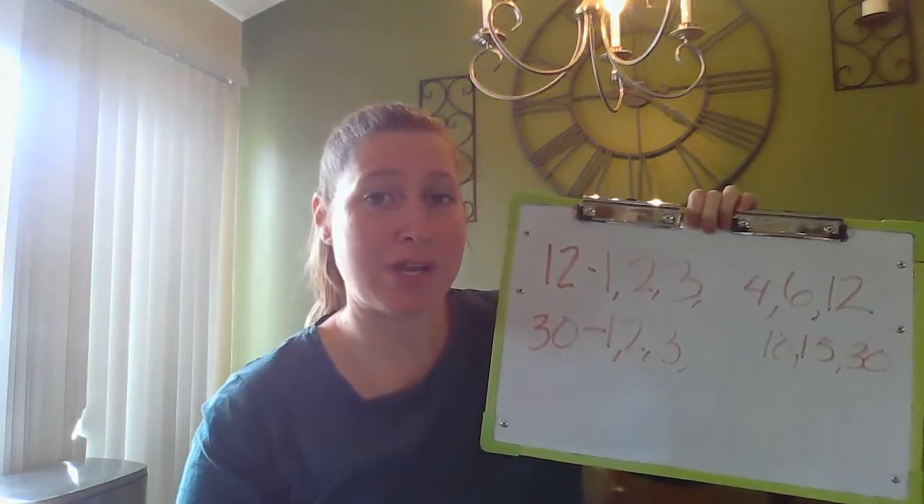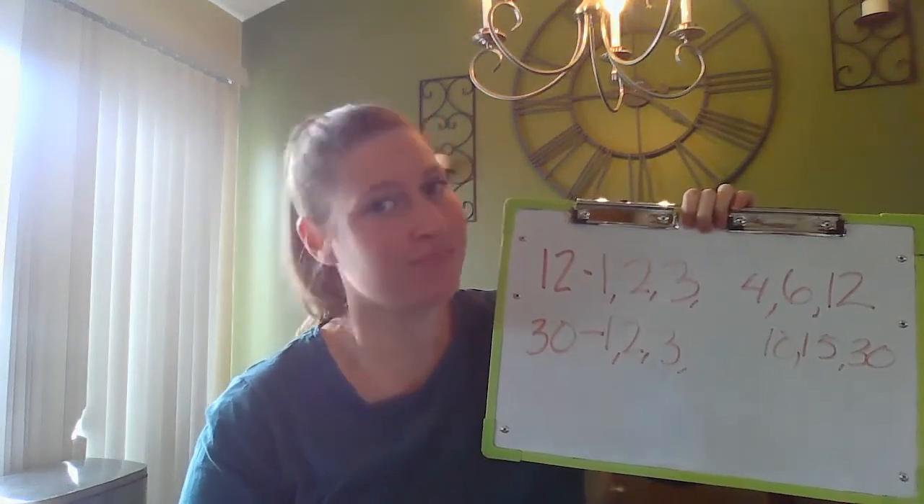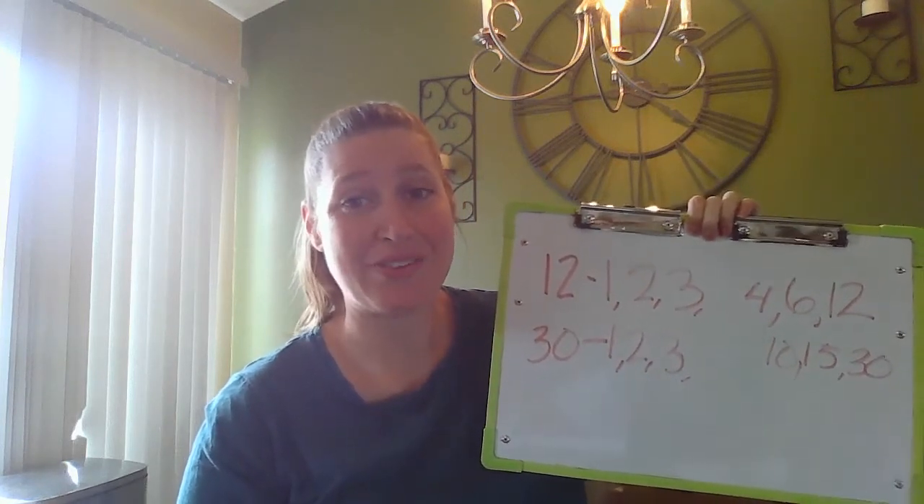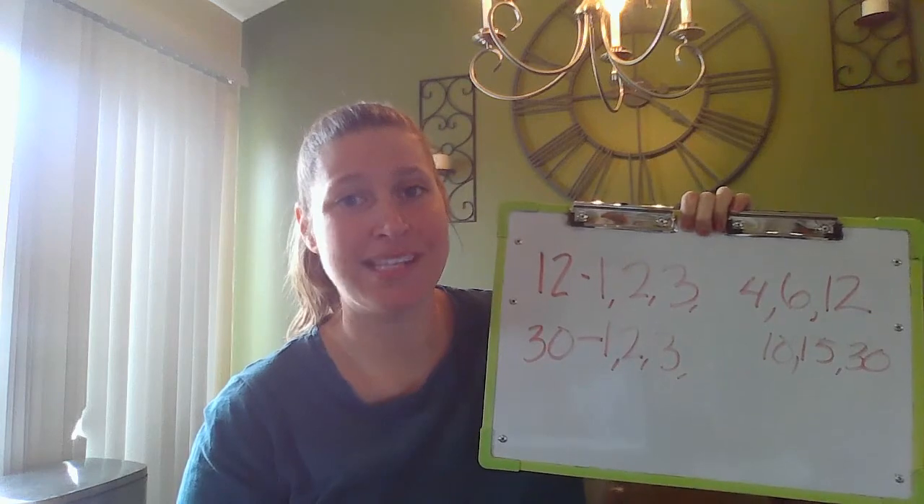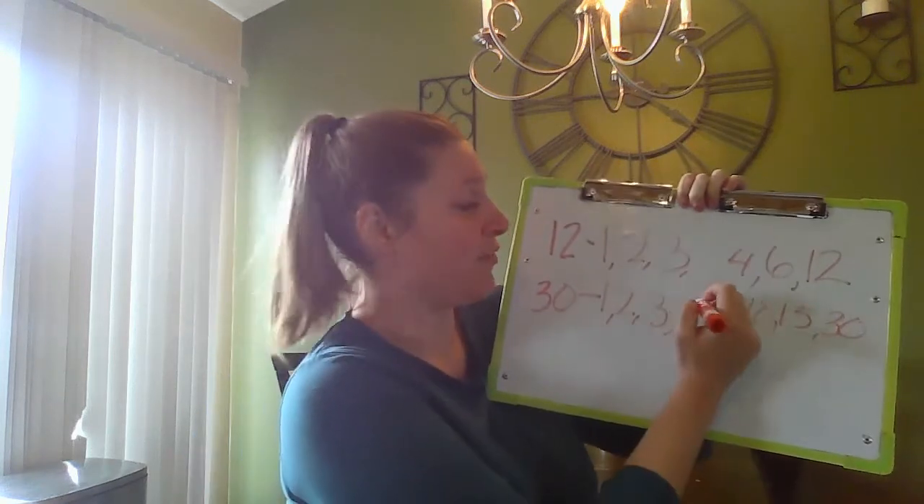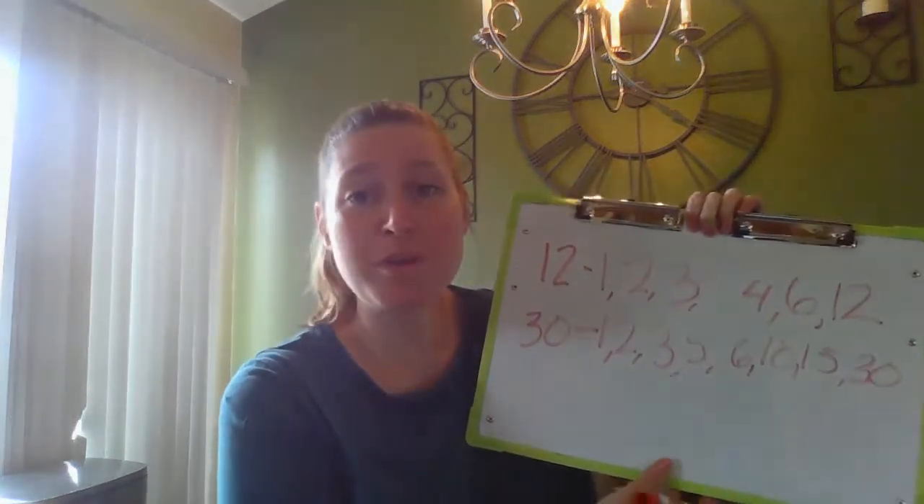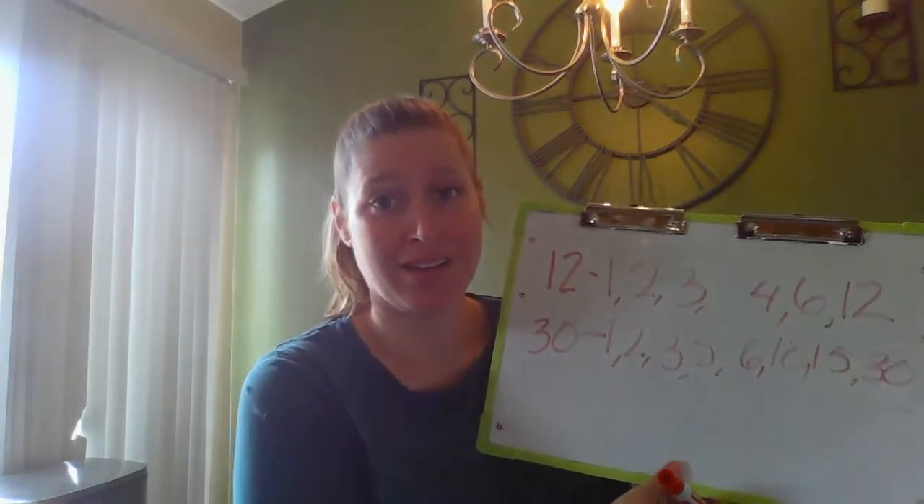Can I divide 30 by 4 and get a whole number? No, you can't. So then I need to move on. So can I divide it by 5? Yes. So it's 5 and 6. I have no other whole numbers between 5 and 6, so I know that they're done.